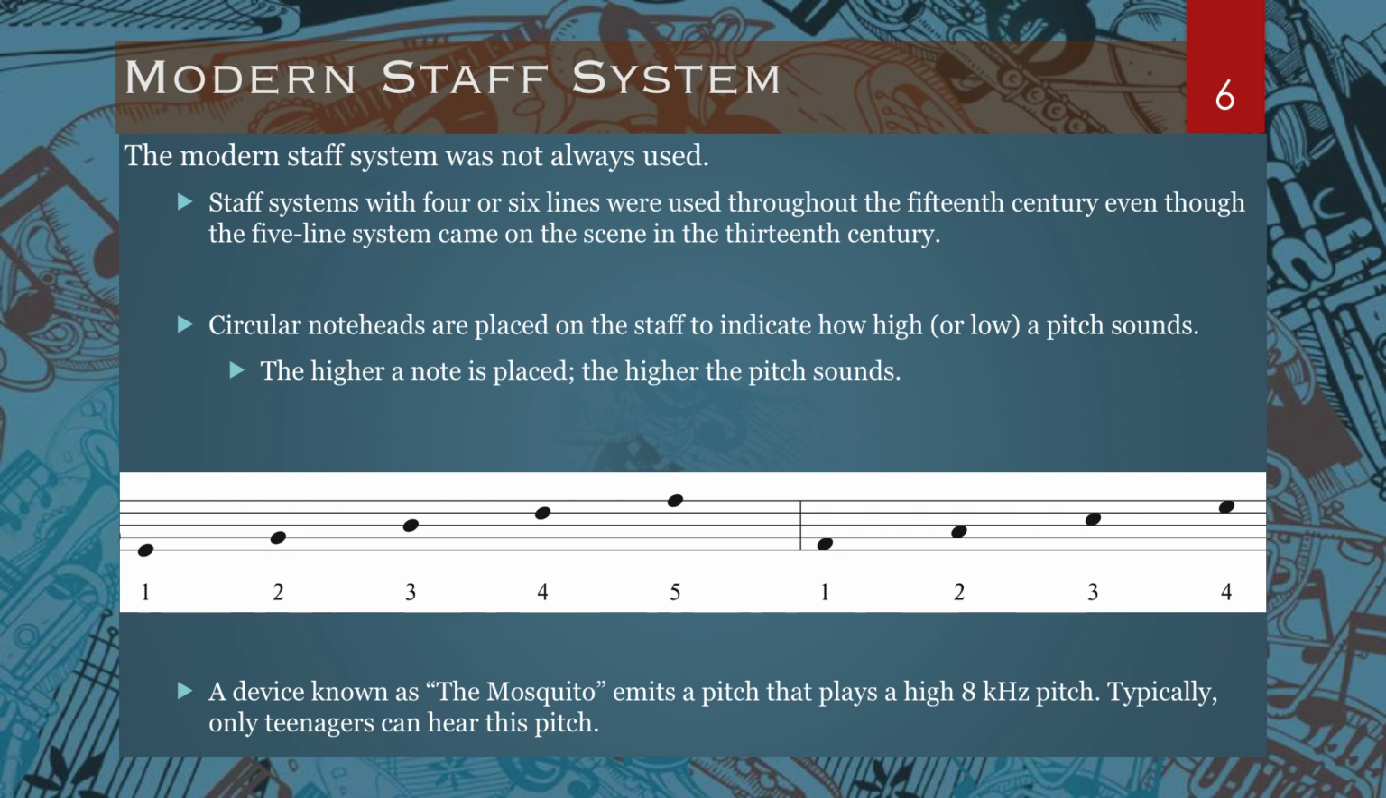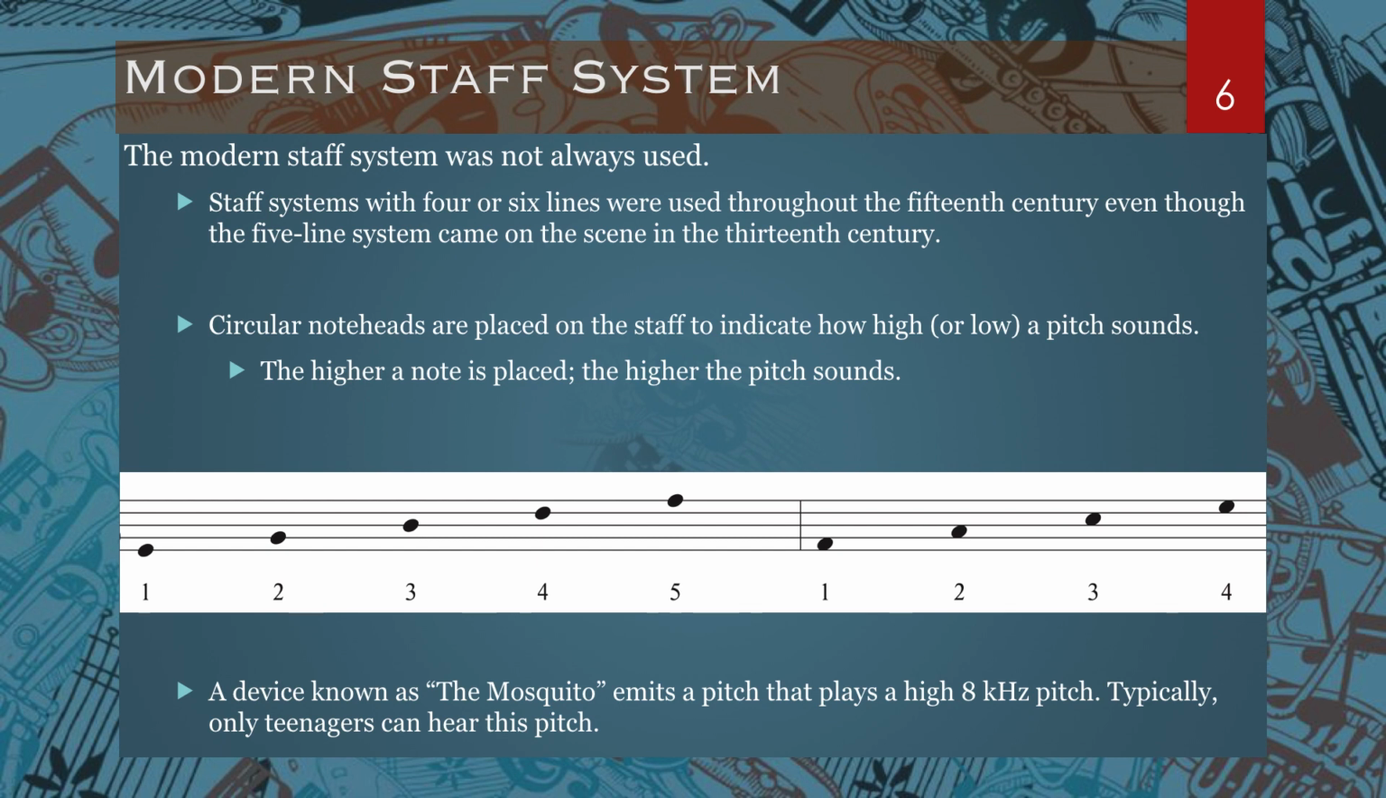It's important to note that the modern staff system was not always used. Before we had our 5-line staff system, composers and theorists were experimenting with 4 and 6-line systems. There's even a single-line system at one point. And these experimentations continued through the 15th century, even though the 5-line system was first introduced in the 13th century. It took a long time before we actually settled on a 5-line system.